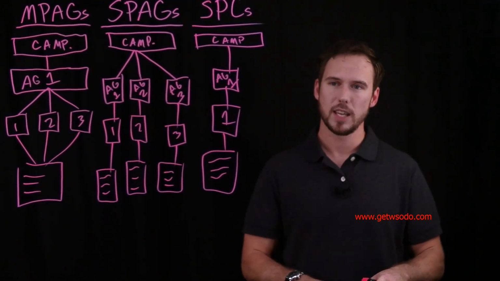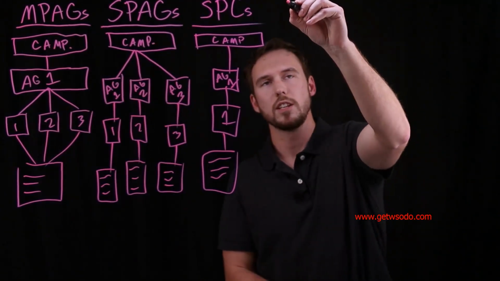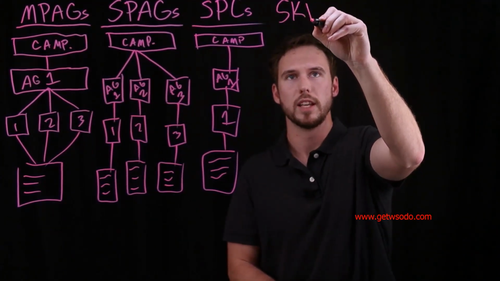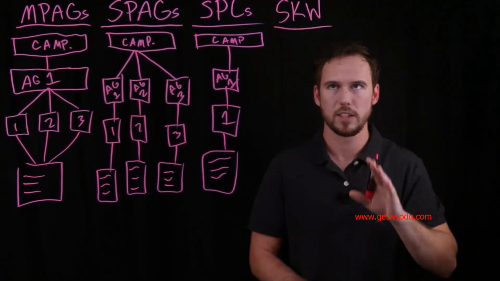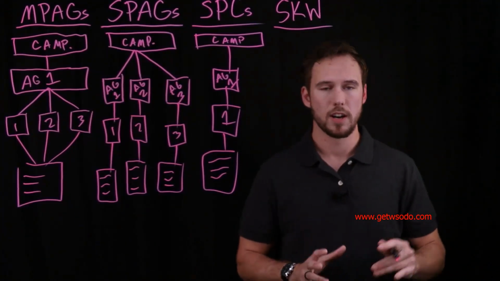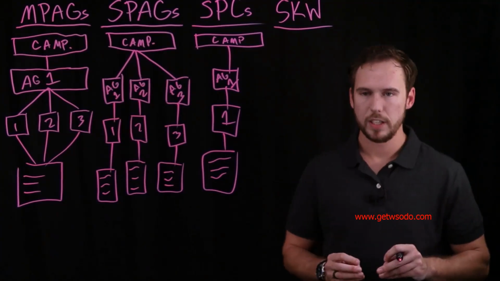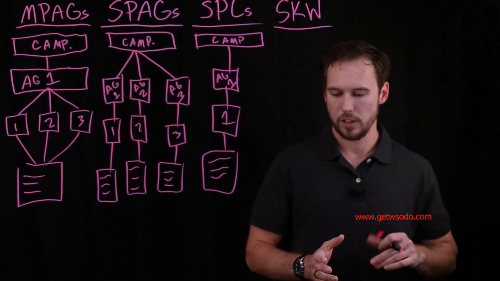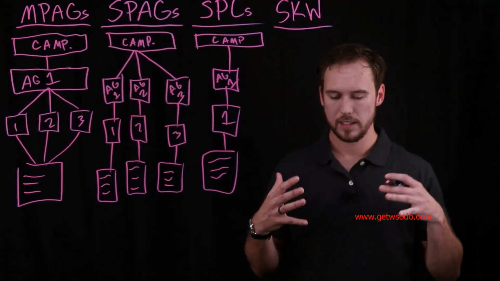The last campaign structure that I want to dig into is called single keyword campaigns. Now we label those as SKW, single keyword. So single keyword campaigns are excellent for ranking. This type of campaign is really the go-to strategy when you have a particular keyword inside of your account.